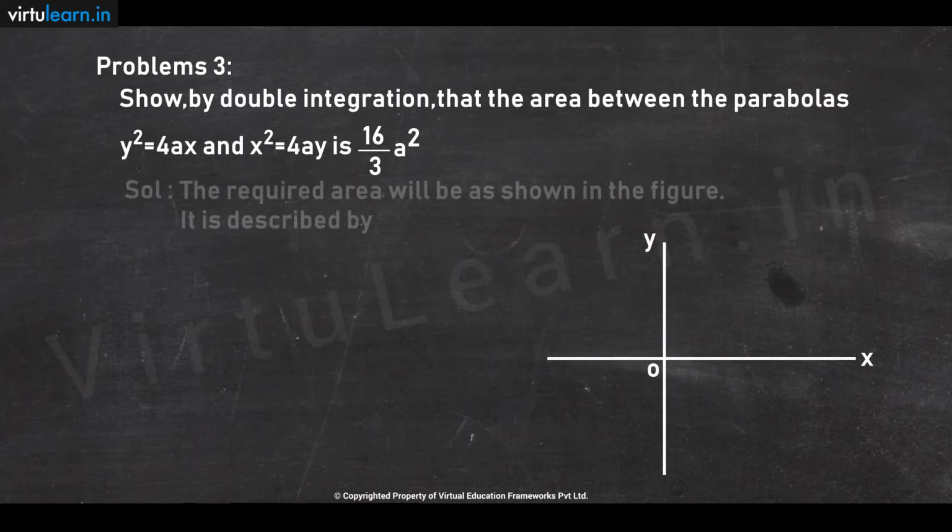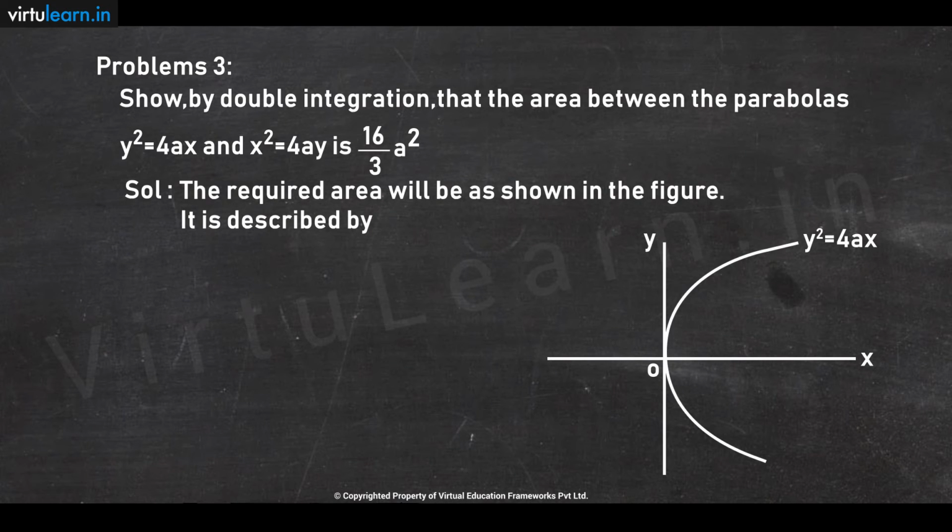We know that y square is equal to 4ax will be symmetric about the x-axis, x square is equal to 4ay will be symmetric about the y-axis. The portion common to them will be lying only in the first quadrant. The parabolas intersect at origin and also at 4a, 4a.